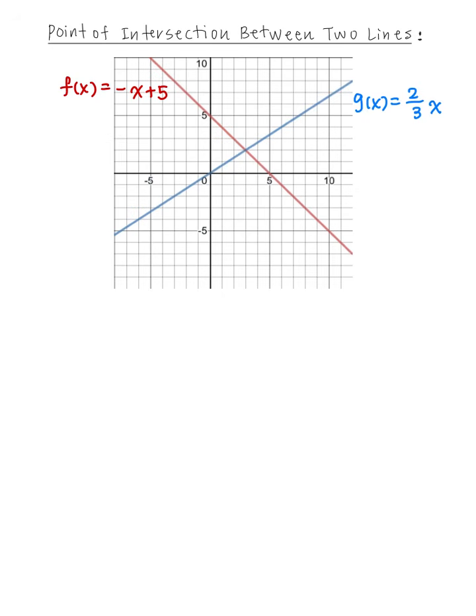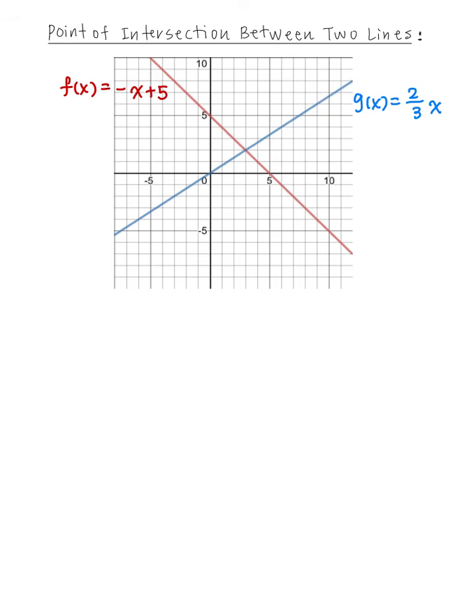All right. Hang in there. So this is going to be the last topic of this section. We're going to talk about the point of intersection between two lines. So here I have f of x equals negative x plus 5, and g of x equals 2/3 x.